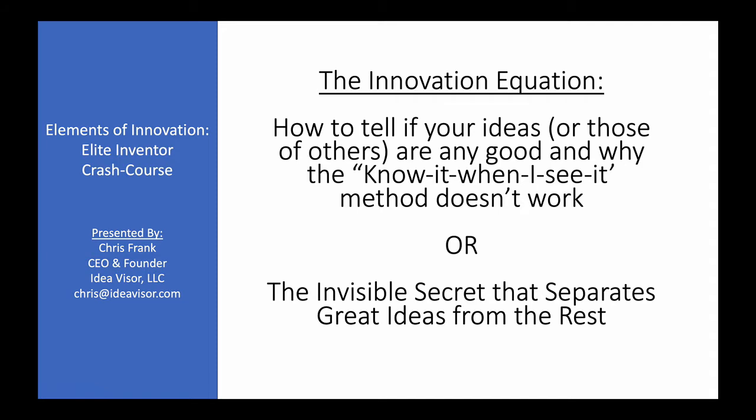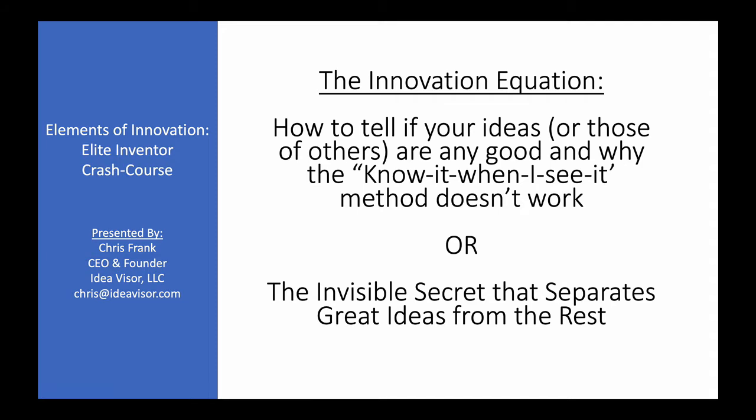In our previous videos, we learned how to come up with ideas using the 4 types of inventions and the problem and solution statements from the patents of your competitors. Now that you have become an invention machine, how do you tell the good ideas from the bad? That's where this video comes in. The innovation equation. How to tell if your ideas, or those of others, are any good, and why the "know it when I see it" method doesn't work.